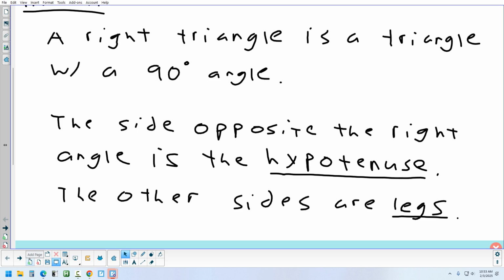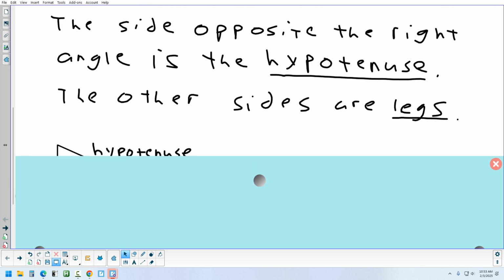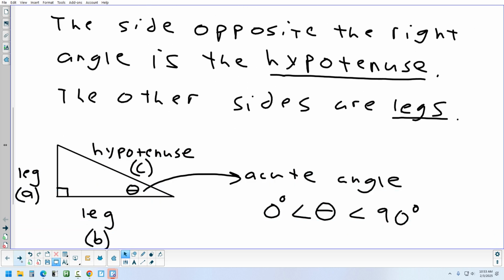What else do we know about the hypotenuse, besides that it's across from the 90? It has to be bigger than both legs. Yep, it's always the biggest side. So there's a diagram explaining everything we just said. The two short sides are the legs, labeled A and B, and C is the long side, the hypotenuse. And these other two angles that I've labeled 1 and 2 are always acute.